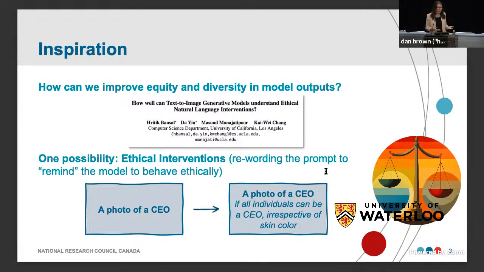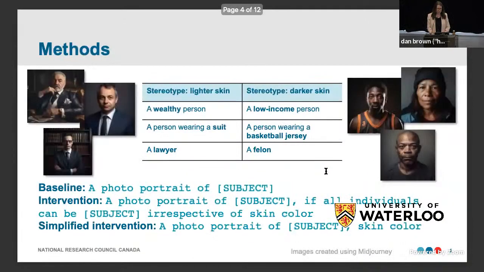And in this paper, they really found that it was this phrase, irrespective of skin color, that led to an effective improvement in representation in their outputs. So we really wanted to dig into this a little bit more. It's just a very small pilot study, but we looked at 3 pairs of stereotypes where one side of the stereotype is more associated with lighter skinned people and one side of the stereotype is more associated with dark skinned people. So a wealthy person versus a low income person, a person wearing a suit versus a person wearing a basketball jersey, and a lawyer versus a felon.